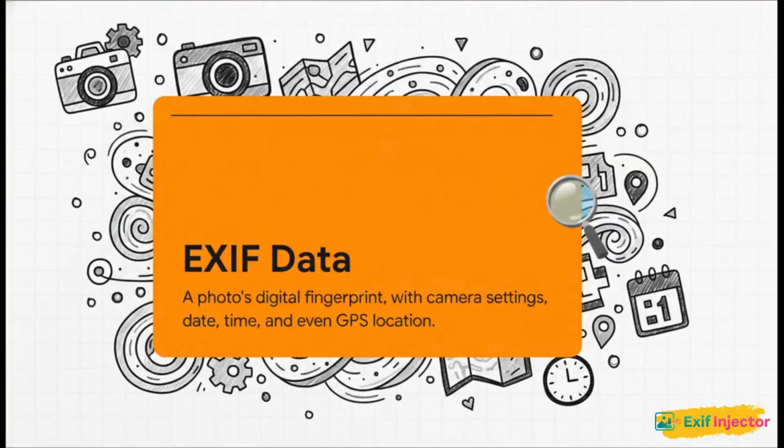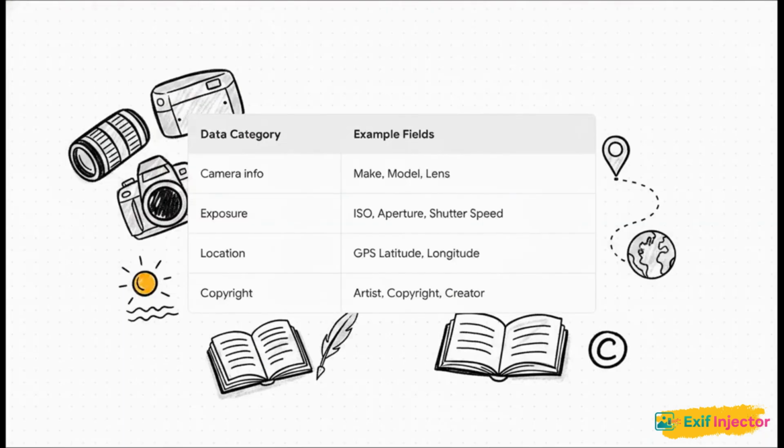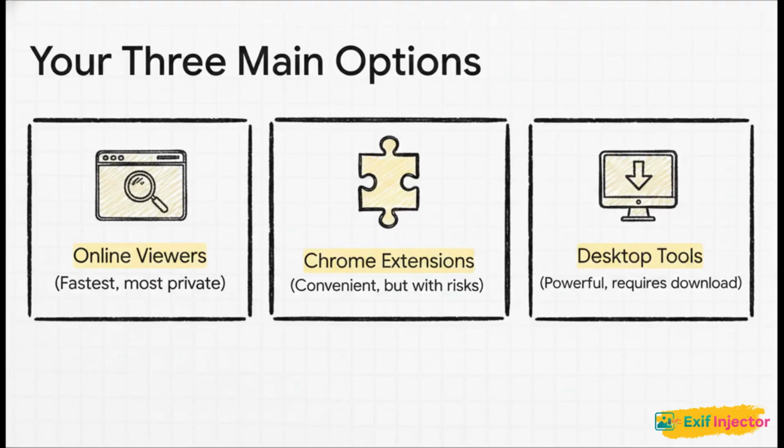This hidden info is called EXIF data. Think of it like a digital fingerprint for your photo. It's got everything, from the camera model to the exact GPS coordinates where the picture was taken. So how do you actually see this stuff? You need a separate tool. Here are your main options.